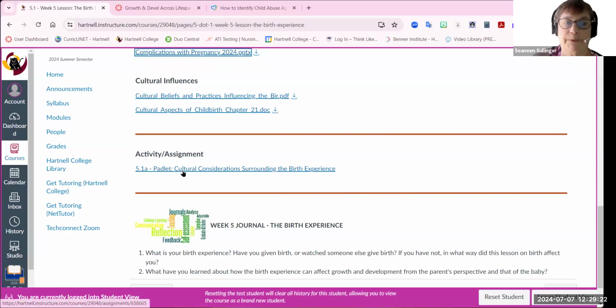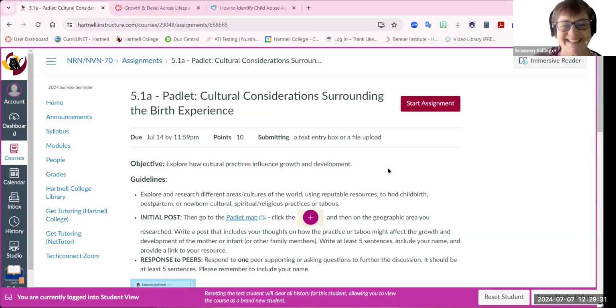Okay, activity assignment. So we are going to do what's called a Padlet. It's kind of like a discussion board, but I think it's kind of fun. What you're going to do is explore cultural practices. You want to research different areas or cultures using reputable resources to find anything in childbirth, postpartum, or the newborn, so it could be the infant. So any of the things that we're talking about this week, any particular cultural or spiritual religious practices or taboos. Taboos meaning things that we don't want to do.